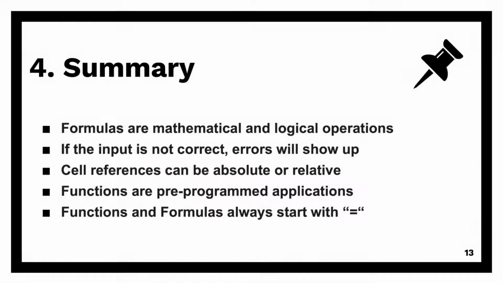So what did we learn in this tutorial? We talked about formulas as mathematical and logical operations. Errors can happen if we give wrong input. We used relative and absolute cell references to link cells and functions to calculate statistics like the average, min, or max. Functions and formulas only work if we start the cell with an equal sign.